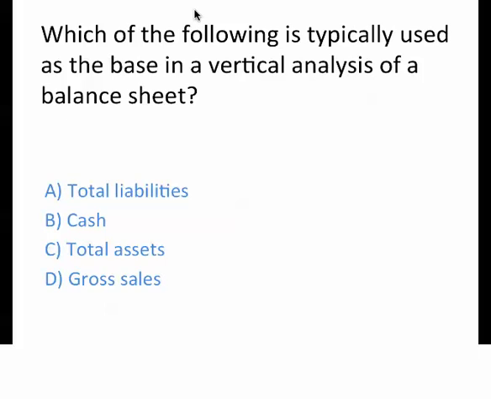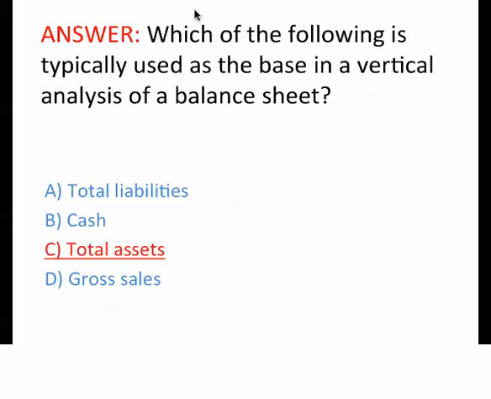Haley, what do we have online? 6 C's and 1 D. That's pretty predominant. Okay, so it is total assets. So yes, when you do a vertical analysis of a balance sheet, you're using total assets. So on the income statement, we have total revenue or net revenue, and on the balance sheet, total assets.